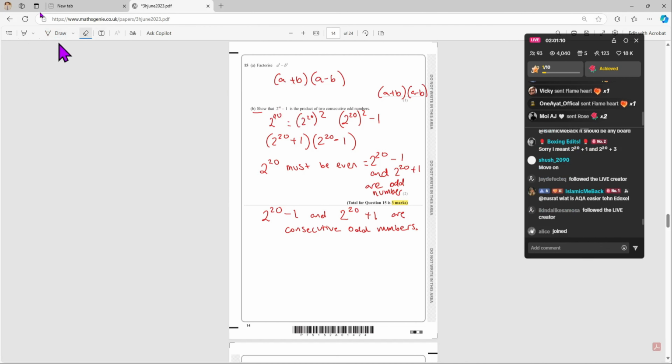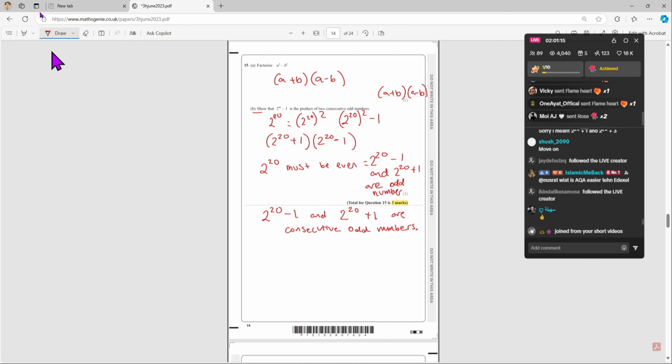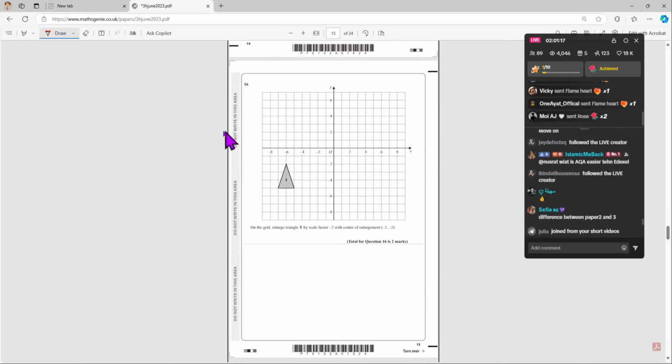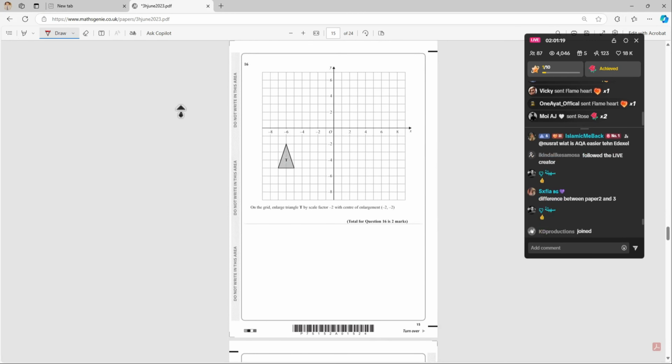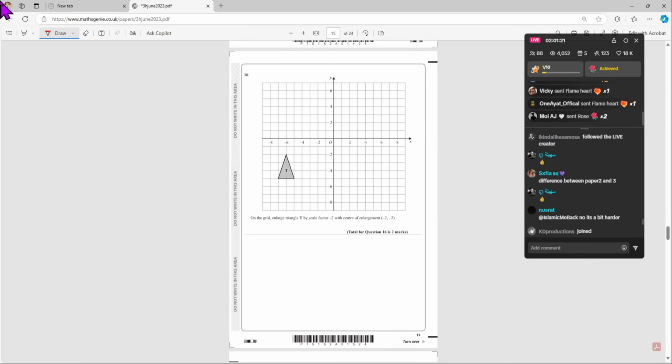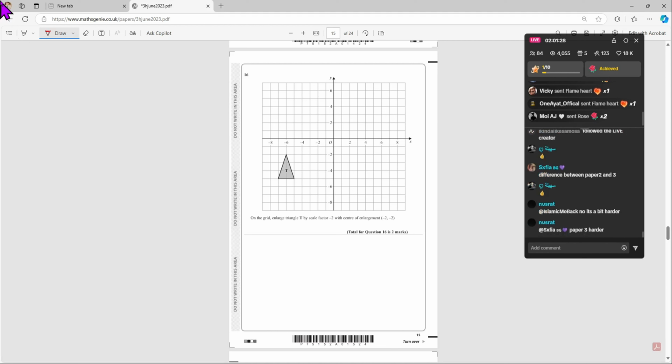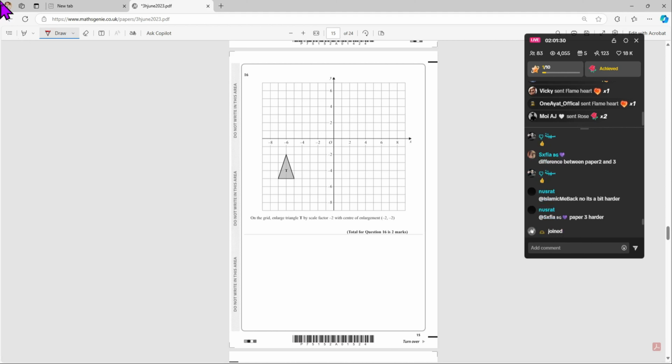So now let's move on to our next question, guys. Next question, question number 16. On the grid, enlarge the large triangle T by a scale factor of -2 with a center of enlargement at (-2, -2). So how do we do this?